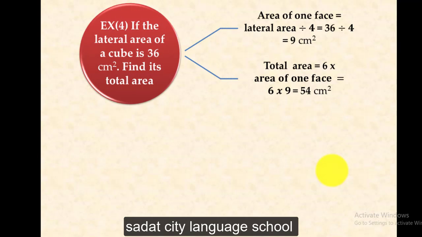Exercise number 4. If the lateral area of a cube is 36 centimeter square, find its total area. If we have the lateral area, can we find the total area? Yes. In this exercise, we don't search for the side length, we search for the area of one face. How can we find the area of one face? The lateral area has four faces. I want the area of one face, so area of one face equals lateral area divided by 4. Lateral area equals 36, 36 divided by 4 equals 9 centimeters. This represents the area of one face. Can you find the total area? Total area is 6 times the area of one face. 6 times 9 equals 54 centimeters square.